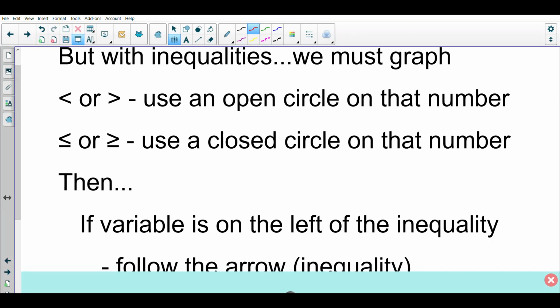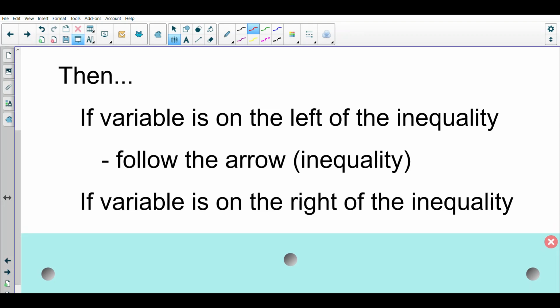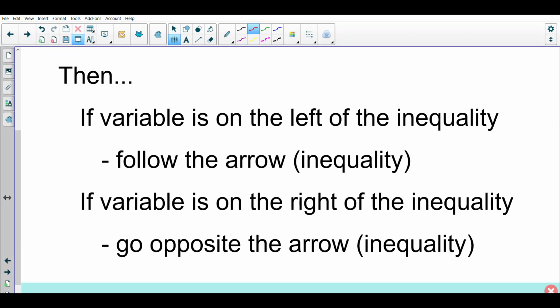When we use a less than or a greater than symbol, we use an open circle on that number. If it's a less than or equal to, or a greater than or equal to, we use a closed circle on that number. Then, some rules to help us know which way the graph points. If the variable is on the left of the inequality, follow the arrow. If the variable is on the right of the inequality, go the opposite of the arrow. So keep this information in your head or flip back to it later when you're working. And I'll go through a couple problems.